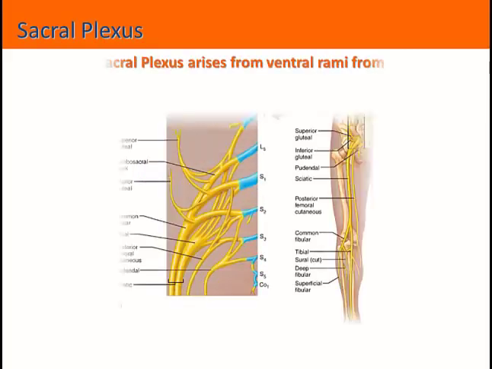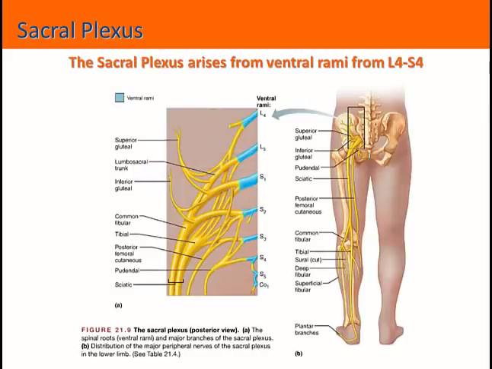Now, to finish our examination of the major plexuses in the peripheral nervous system, the sacral plexus arises from the ventral rami of spinal nerves L4 through S4. It gives rise ultimately to 7 different nerves that serve the buttock, the posterior thigh, and the lower aspects of the lower limb. So many of the structures in the lower leg and the foot. As an example of a nerve that arises from the sacral plexus is the sciatic. The sciatic nerve arises from L4 through S3, and so almost all of the ventral rami that make up the sacral plexus ultimately end up forming the sciatic nerve.